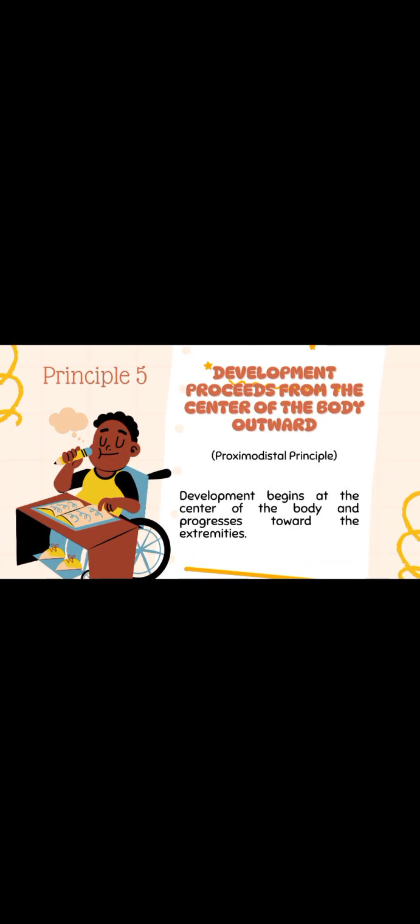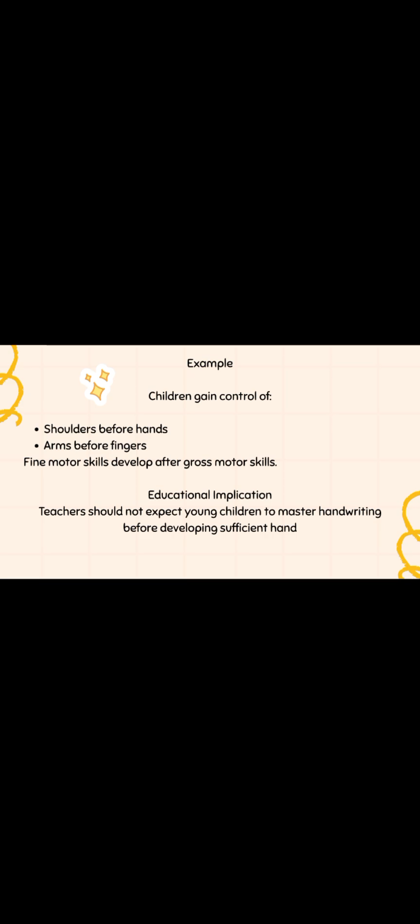Example: Principle 5. Development proceeds from the center of the body outward, also known as proximodistal principle. Children first develop control over the central parts of the body before the hands, fingers, and toes. Example: children gain control of shoulders before hands, arms before fingers. Fine motor skills develop after gross motor skills.